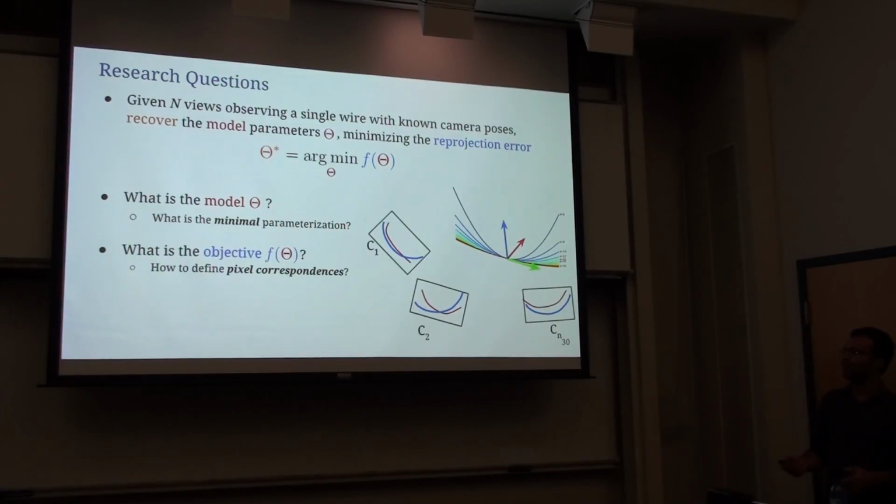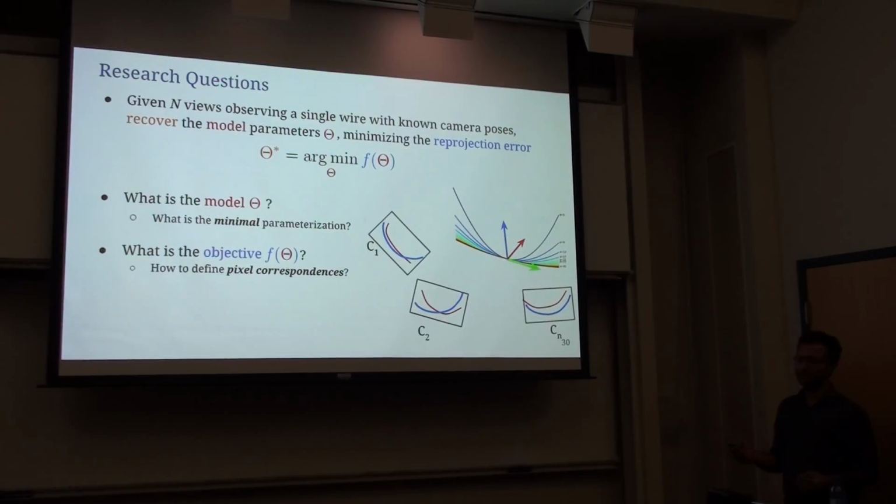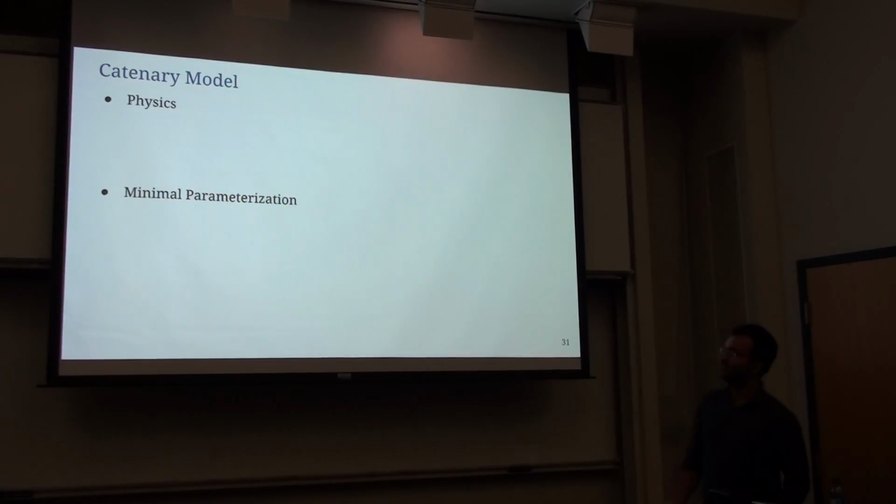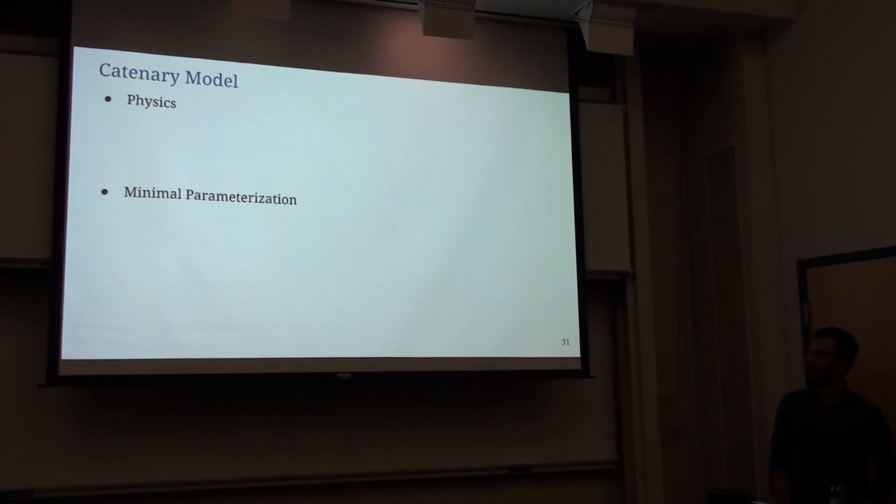And then we also want to understand how do you evaluate the distances between two thin objects, because in general it's very hard to define correspondences for edge-like features or line features or curve features, or even making features of such objects. So let's look at what a catenary model is.